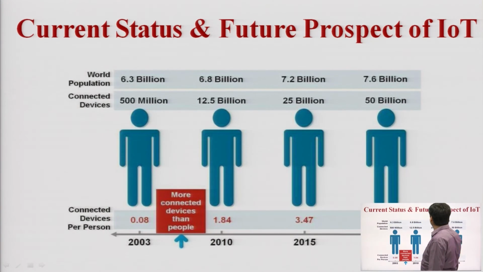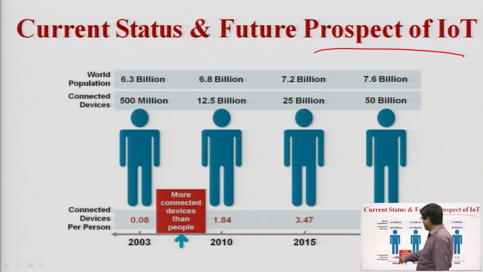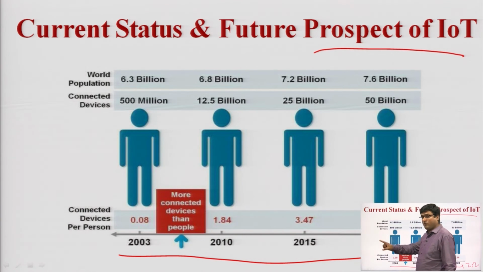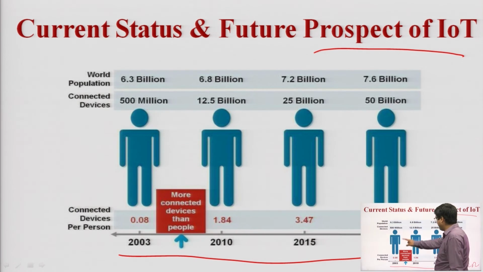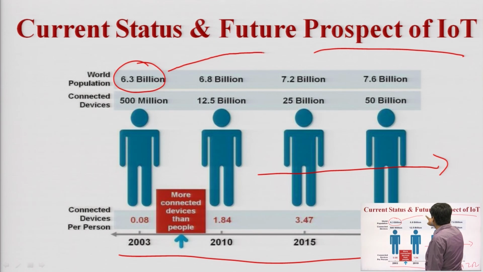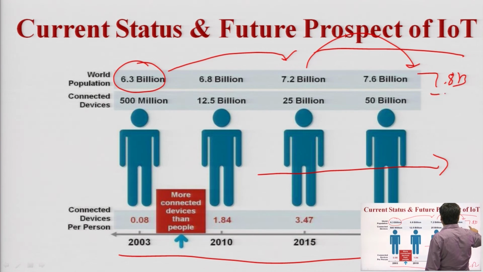So, this is the current status and future prospect of IoT. Here you can see that from 2003 to 2020 to 2022, the number of devices increased as compared to the number of persons. Population is increasing, in 2003 there is a population of 6.3 billion, which increased to 6.8 billion in 2010, and 7.6 to 7.8 billion in 2020 and 2022, but the number of devices increased far more.